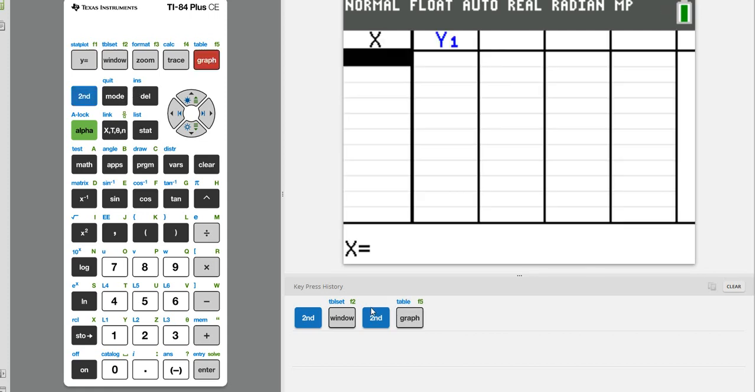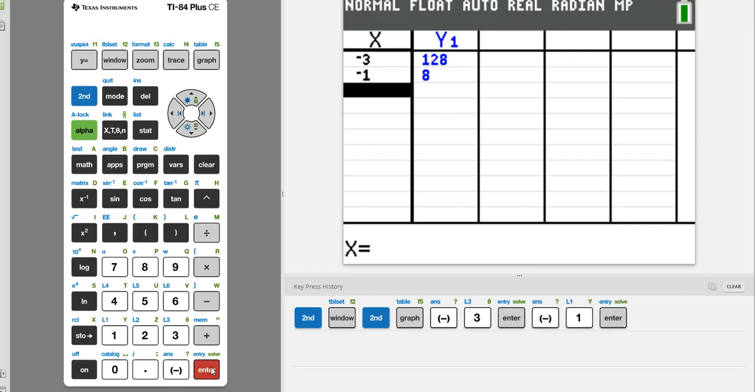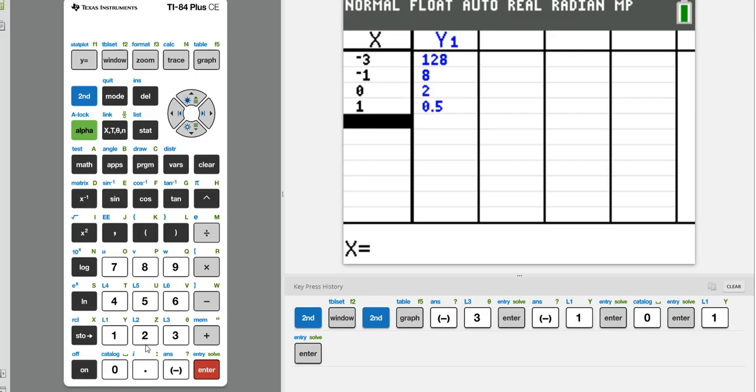Let's plug in some values. We want g of -3, g of -2, g of -1, g of 0, g of 1, and g of 2. Okay, so the values that we're getting from left to right would be 128, 32, 8, 2, 1/2, and 1/8.